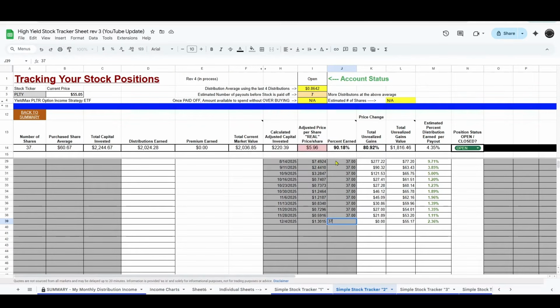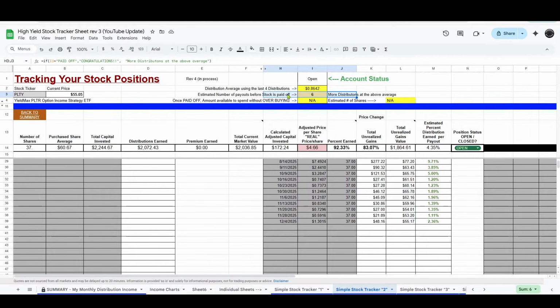real price per share will be after entering those 37 shares, as that's how many shares I do have of PLTY. So 596 now becomes 466. That's what I'm talking about. We are getting so close to getting this one paid off, and at an average of about 86 cents per distribution, I should get this paid off in about 6 distributions.